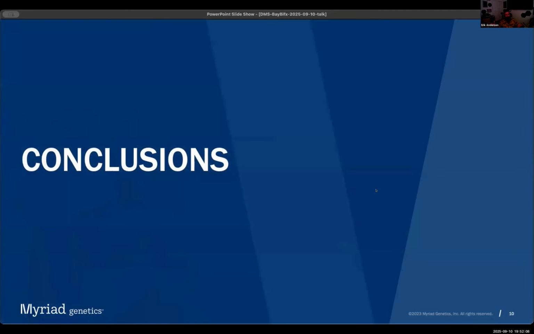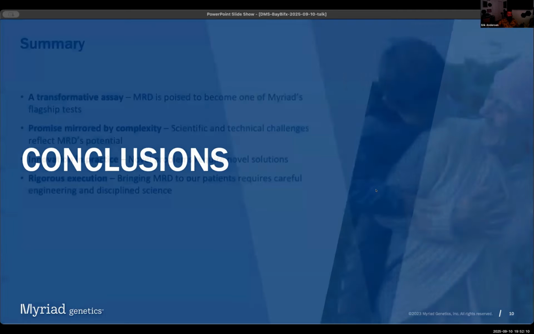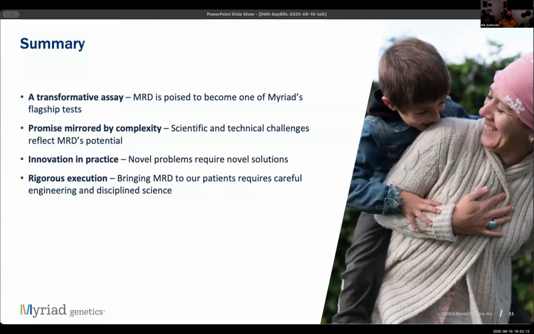Let's wrap up all 3 of these talks. As you can see, we're so excited about MRD. It's poised to become one of Myriad's flagship tests, and we believe it will make an incredibly positive impact on our patients' lives. But the assay's complexity reflects its promise. We've encountered novel problems in both the science of the assay and the engineering required to support it.